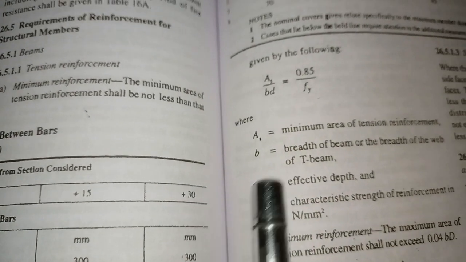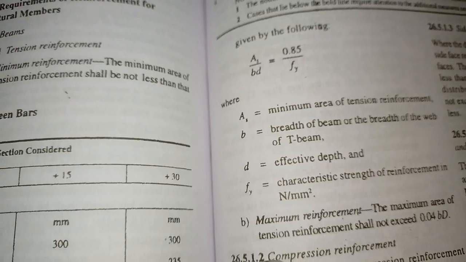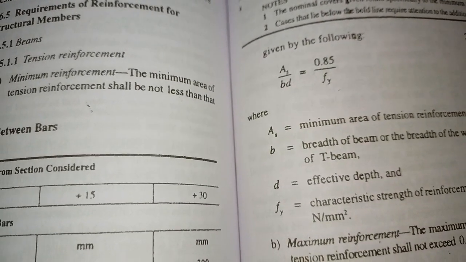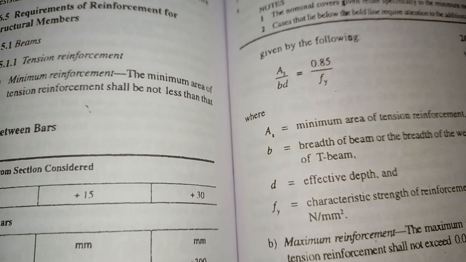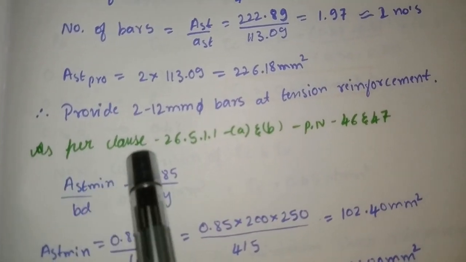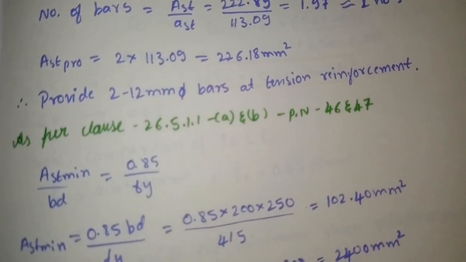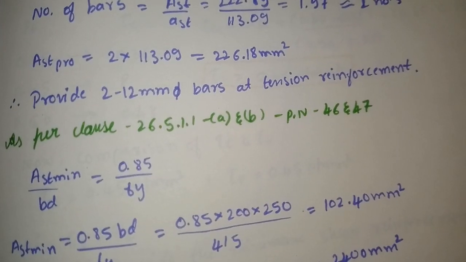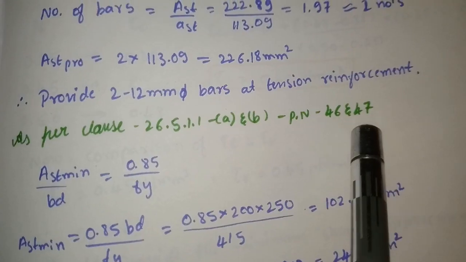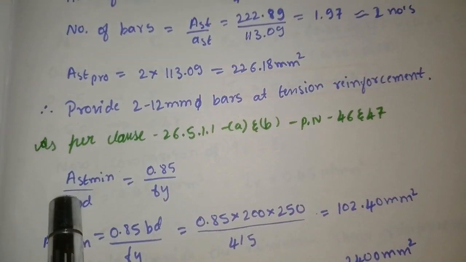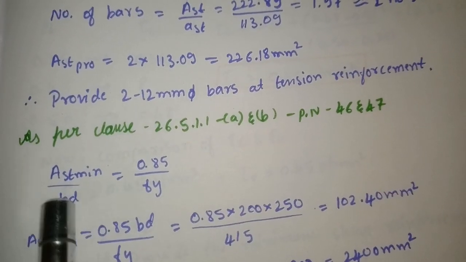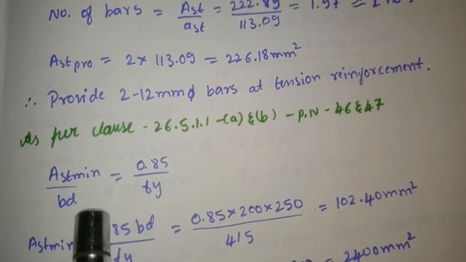So by using these two formulas we'll calculate the AST minimum and AST maximum. We need to apply these two criteria. We'll see one by one. As per clause 26.5.1.1 A and B, pages 46 and 47. The formula which is given on page number 47, the AST minimum formula, I have written the same formula here. So I will rearrange it.